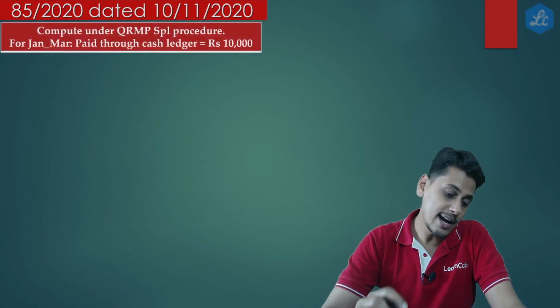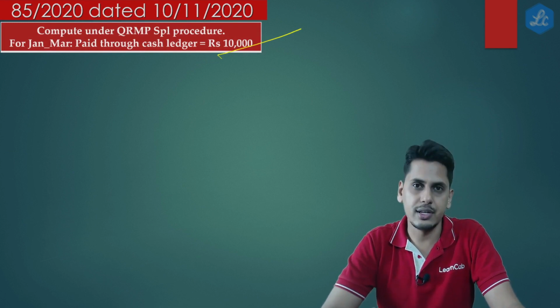Let's take another example. For January to March, the amount paid through the cash ledger, the amount debited through the cash ledger, is 10,000.